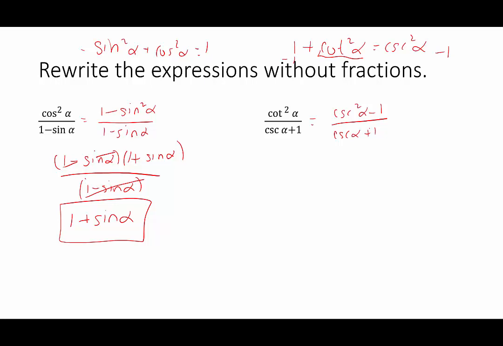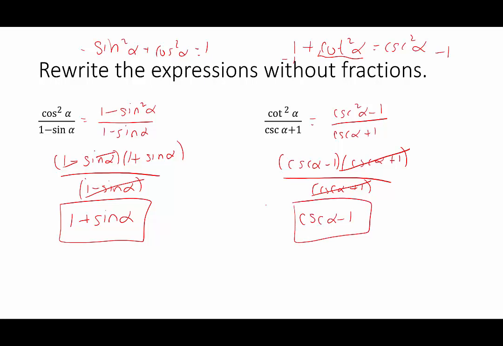That numerator is a difference of squares. So it's going to be root minus root times root plus root, all over cosecant alpha plus 1. Now look, we have a common factor between the numerator and denominator. We're getting rid of that fraction once and for all, and we end up with cosecant of alpha minus 1.